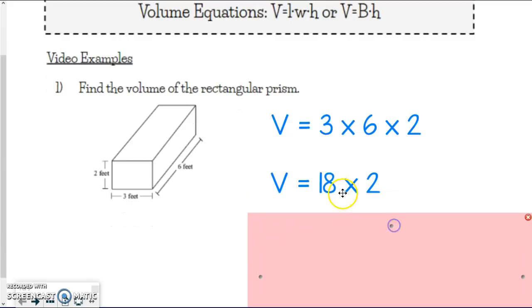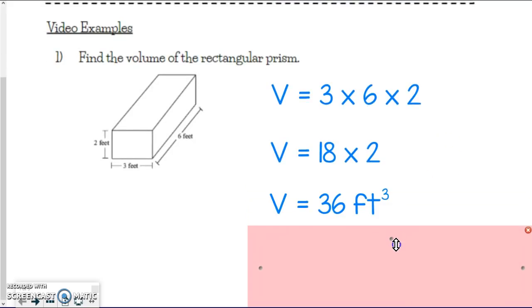So now I have 18 times 2, and I suggest you try and write it one step at a time. That way you don't get your numbers confused and you don't forget which numbers you've already used. So now by me writing it this way, I know I've used the 3 and 6, and that I still need to use the 2. So now I can do 18 times 2. You can either do it in your head or off to the side if you need to. But if we do it, we should get 36.